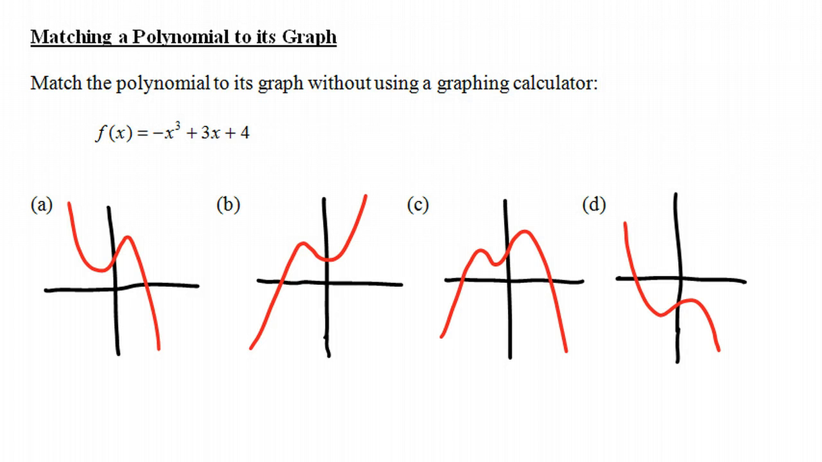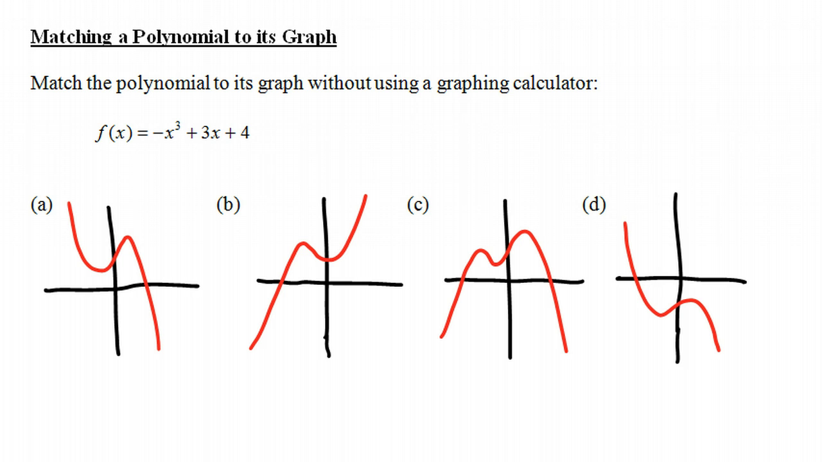In this video, we're going to do an example where we match a polynomial to its graph. So the question says, match the polynomial to its graph without using a graphing calculator. The function that we're given is f of x equals negative x cubed plus 3x plus 4. We want to figure out which one of these graphs that could be.